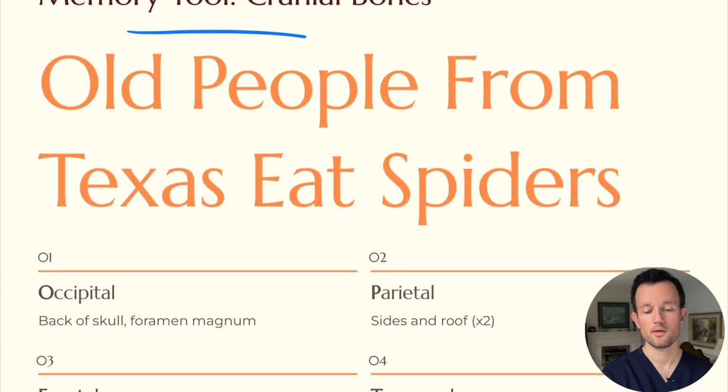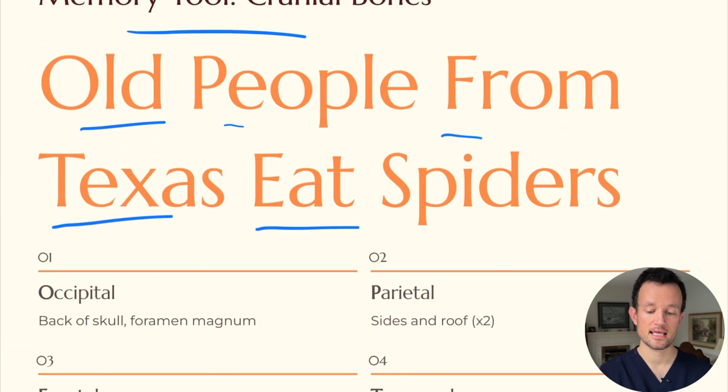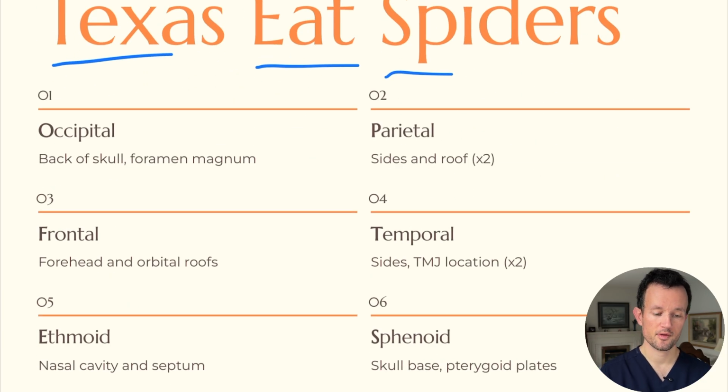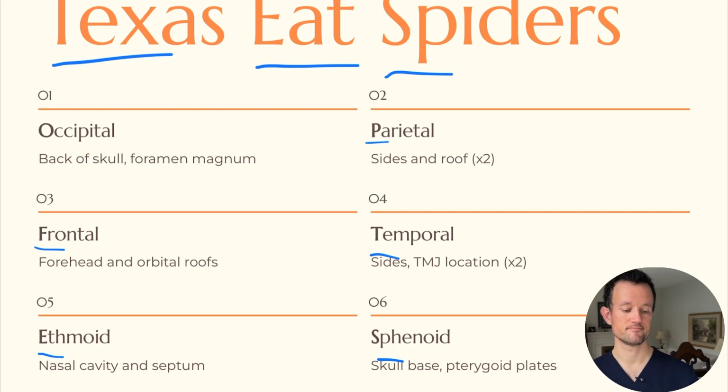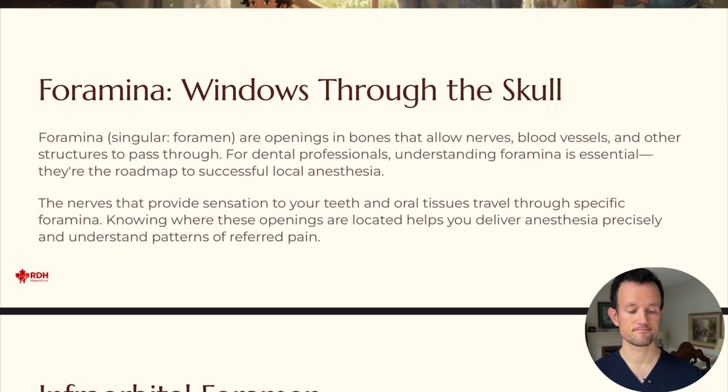So a memory tool is old people from Texas eat spiders. Occipital, parietal, frontal, temporal, ethmoid, sphenoid. That's how you can remember that.